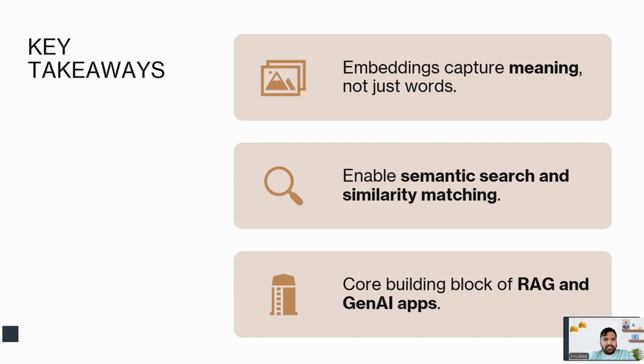So, what are the key takeaways from this? Embeddings capture meaning, not just words. They capture words and also the meaning around them. They enable semantic search and similarity matching, and they are the core building block of RAG and Gen AI applications. Let's see this in action in our demo. Thank you.